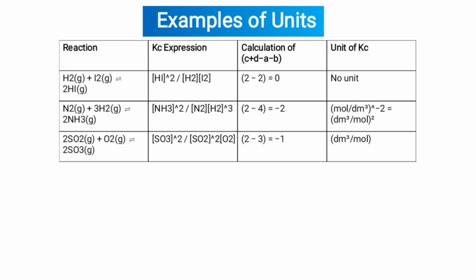And third reaction, 2SO2 gas plus O2 gas gives 2SO3, also gas. And Kc expression is concentration of SO3 to the power 2 divided by concentration of SO2 to the power 2 and concentration of O2. And calculation of c plus d minus a minus b is 2 minus 3, which is equal to minus 1. So unit of Kc is decimeter cube per mole.